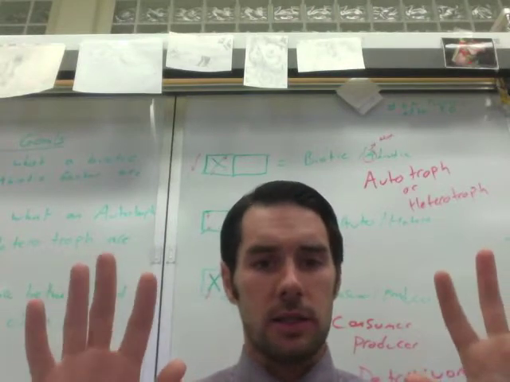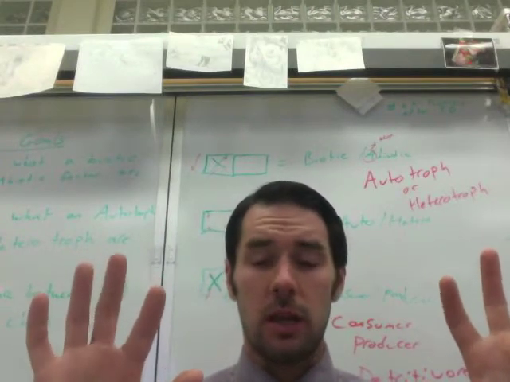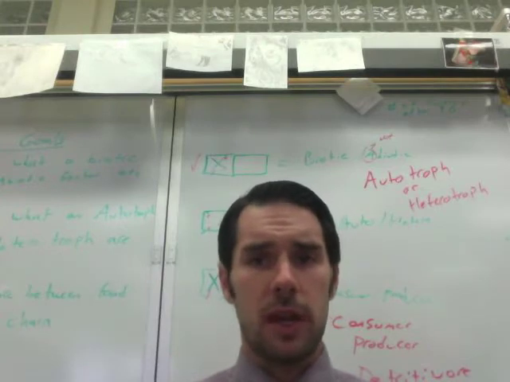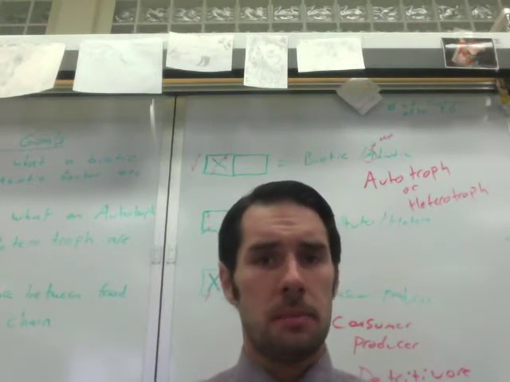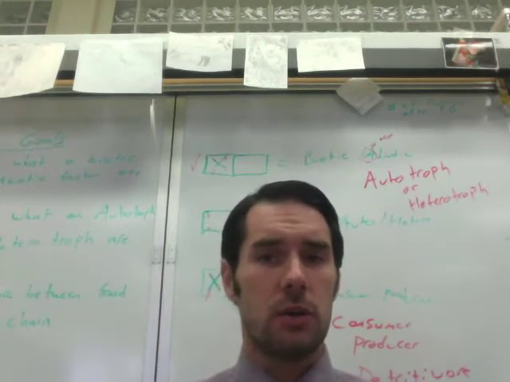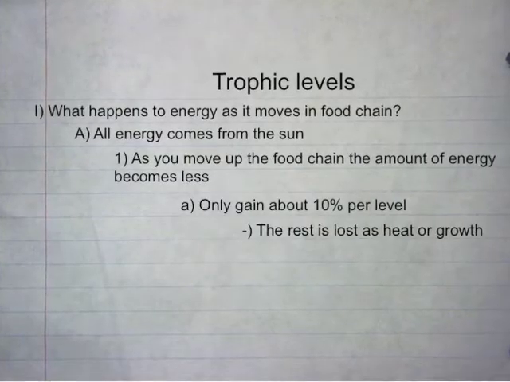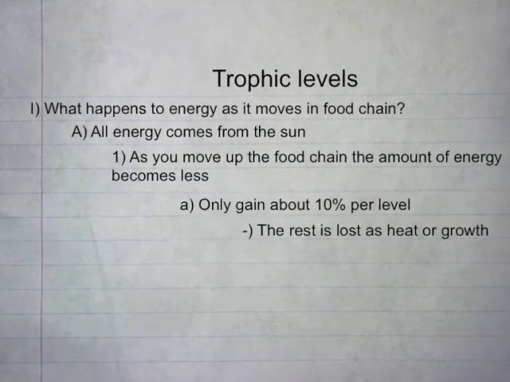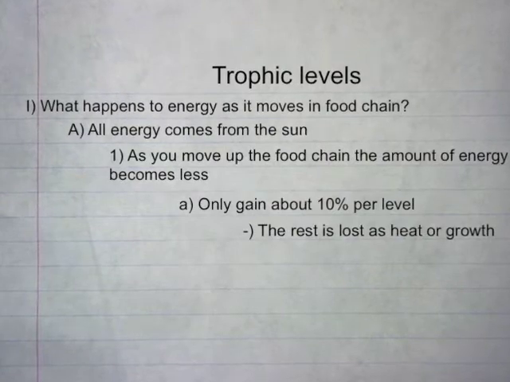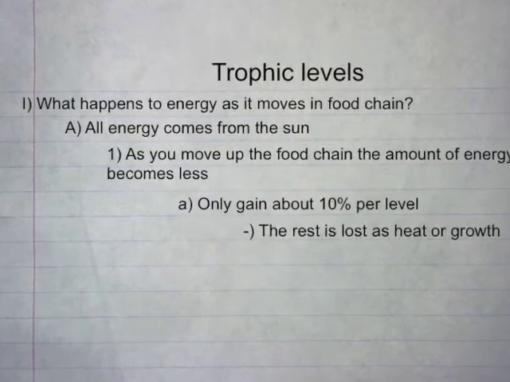We get the idea that grass and plants and producers take in all the sunlight. But what happens after that as you move up levels in the food chain? Let's observe and see where all that energy goes. As you move up the food chain, the amount of energy becomes less, only gaining about 10% per level. The rest is lost as heat or growth.